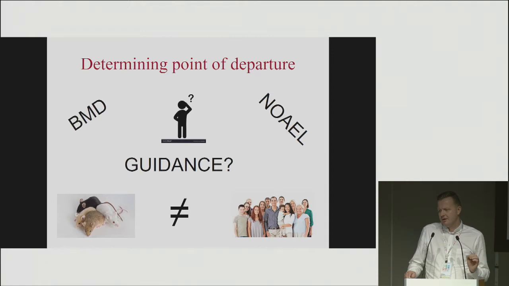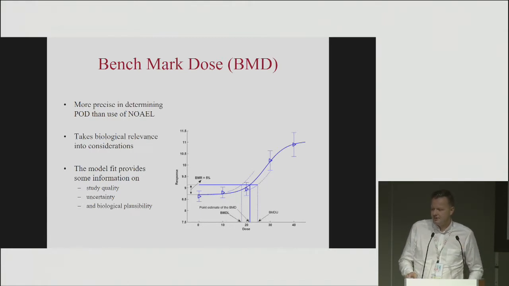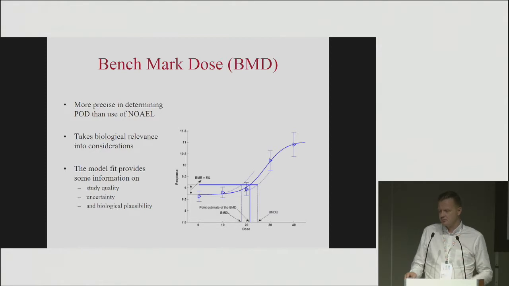So when I determine the point of departure, how is that done? What I'm going to do now is compare how it's done for animal studies and how it maybe should be done for human studies. Now, we are all agreed that the benchmark dose is the sensible approach, and I think it's the correct way to derive a point of departure, because instead of looking at individual data points, you use the whole information that you have from the study to fit a curve through the data points, the dose response curve. And it takes biological relevance into consideration because you decide a priori what is my benchmark response, what is the point of departure that I consider relevant.